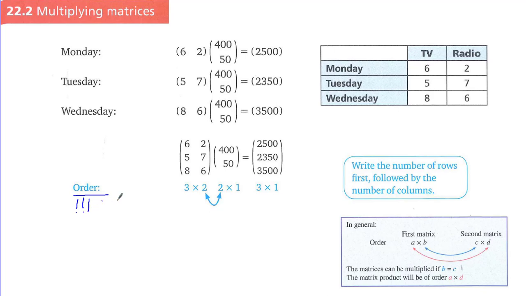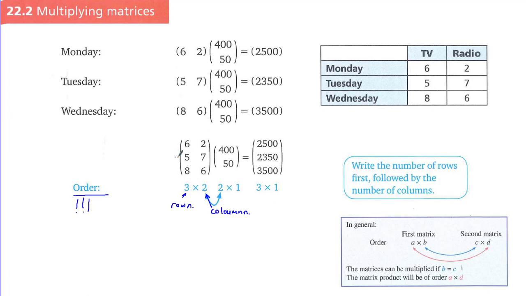Orders must be suitable means, if you remember, this number, the 3, shows the row number and the 2 shows the column number of the matrix. The first matrix from this table is a 3 by 2 matrix. And when you multiply, this is 2 rows and 1 column. We are going to multiply by a 2 by 1 matrix, and the result should be a 3 by 1 matrix.